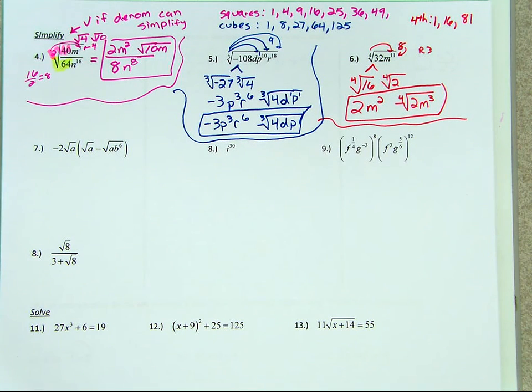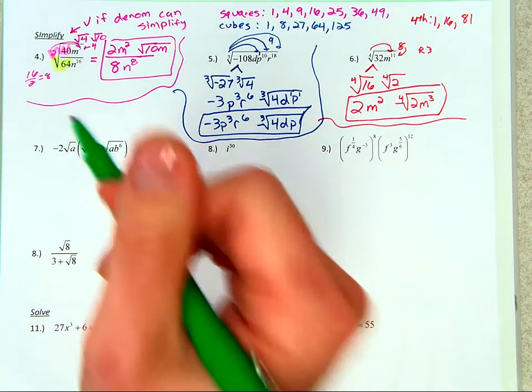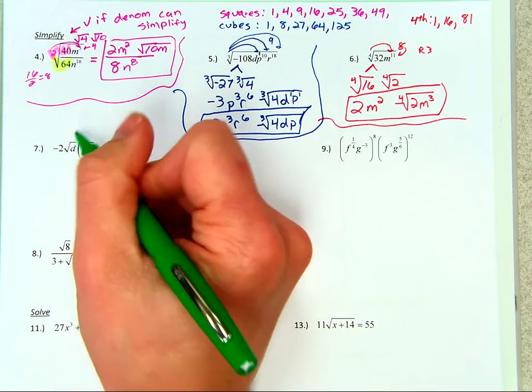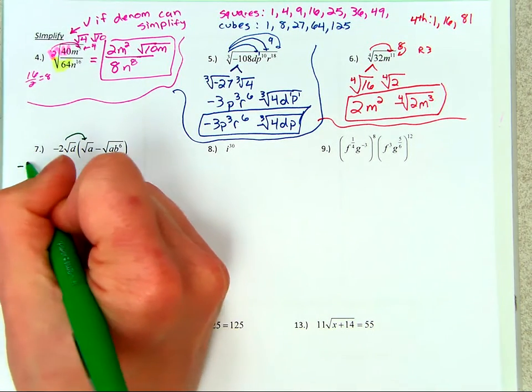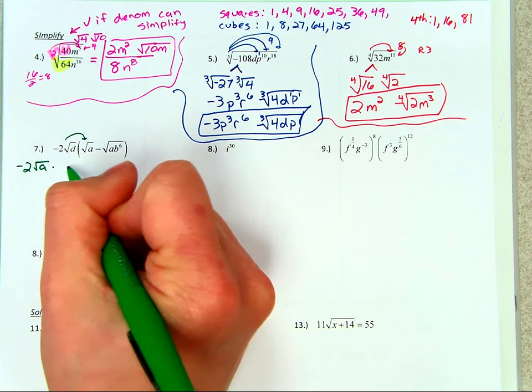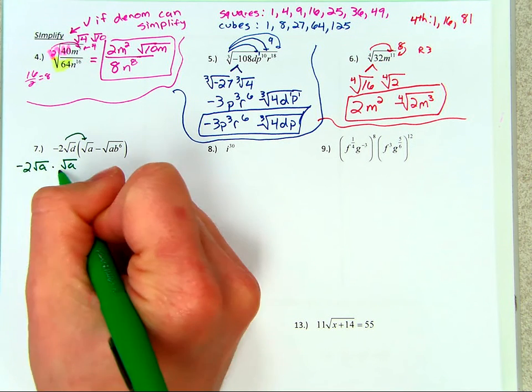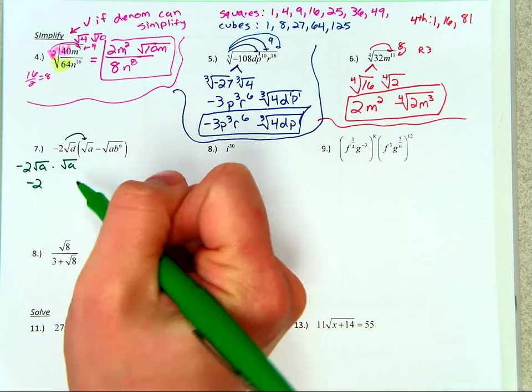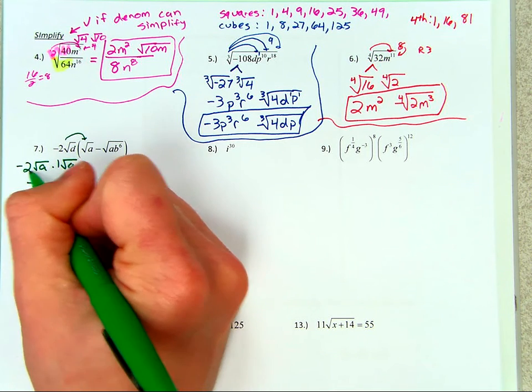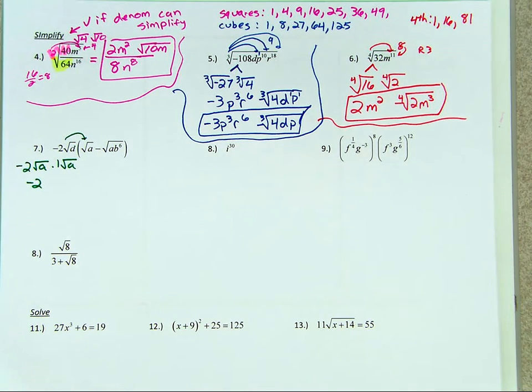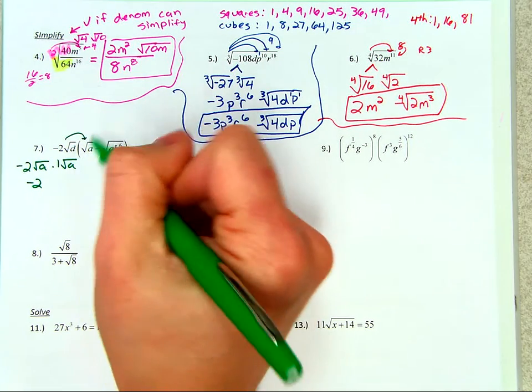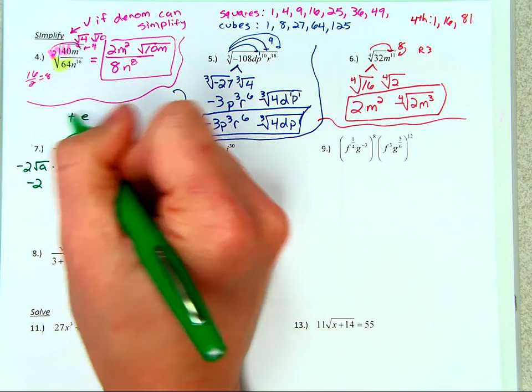All right, let's look at number 7. Here, there's multiplication between, so we're going to have to distribute. So we're doing negative 2 radical a times square root of a. Well, there's not another outside number, so we can bring down the negative 2, or you can view it as a 1, and negative 2 times 1 is negative 2. Remember, we add exponents when we multiply.